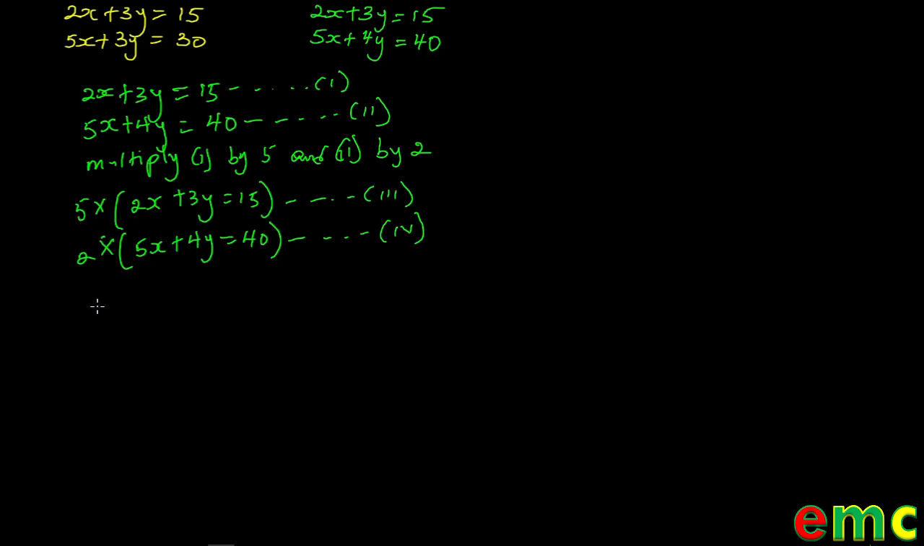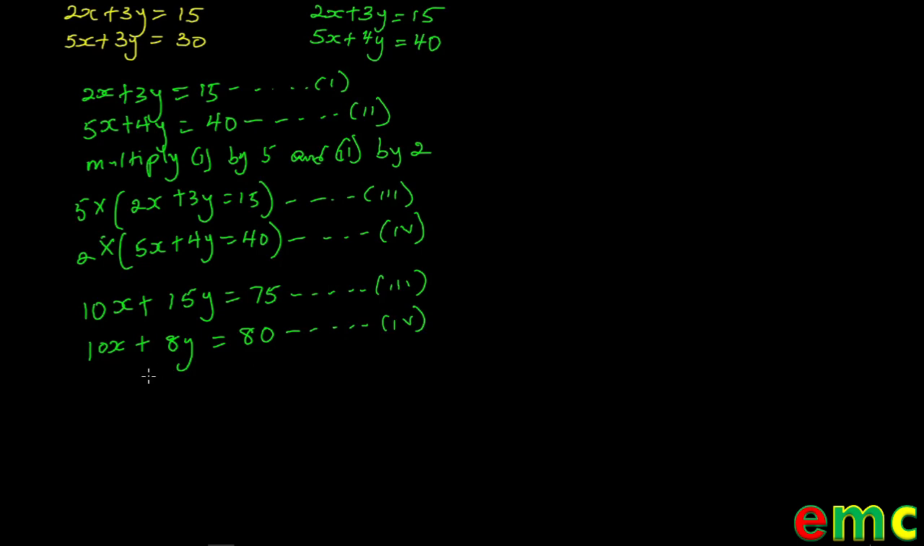5 times 2x gives us 10x. 5 times 3y gives us 15y. 5 times 15 gives us 75, and that is our equation 3. Here we have 2 times 5x, that gives us 10x. 2 times 4y gives us 8y. And 2 times 40 gives us 80, which is our equation 4.